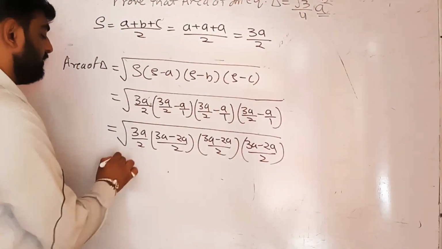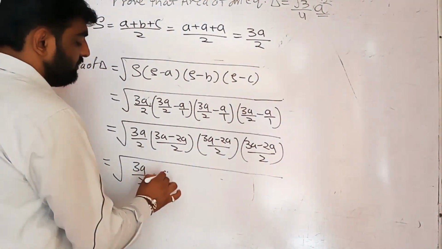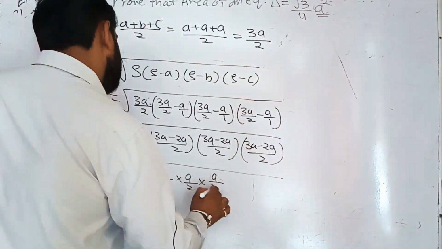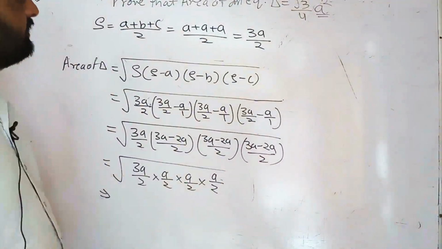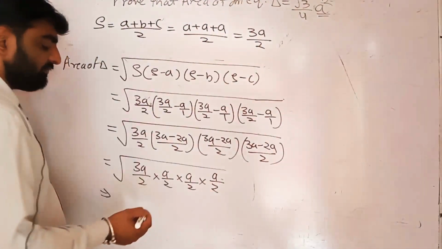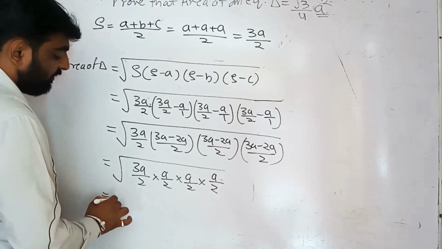So we have 3A upon 2 minus 2A upon 2, and the remaining is A upon 2. So how do we solve these values? Just form the pairs. How do we form the pairs, students?